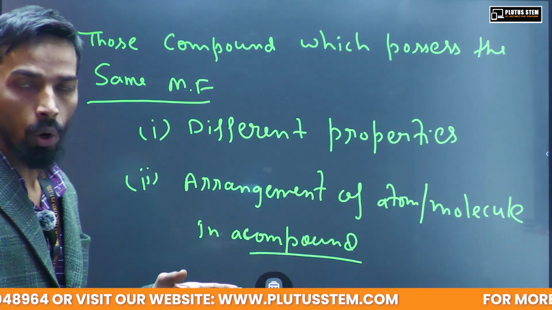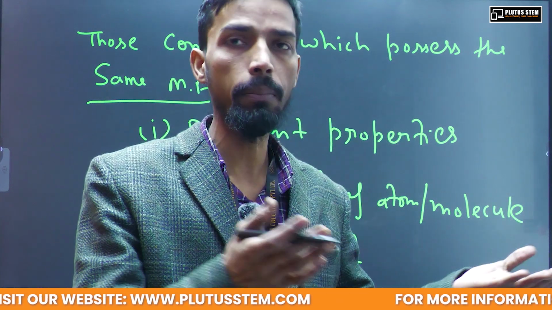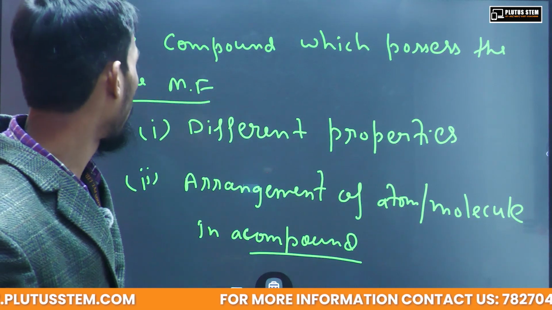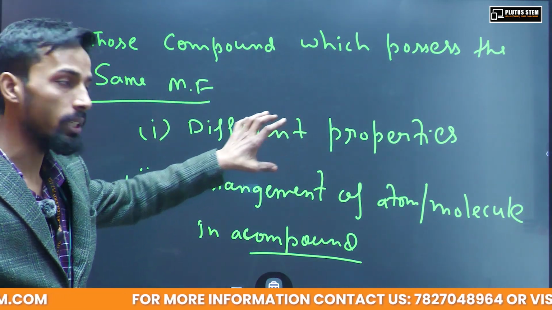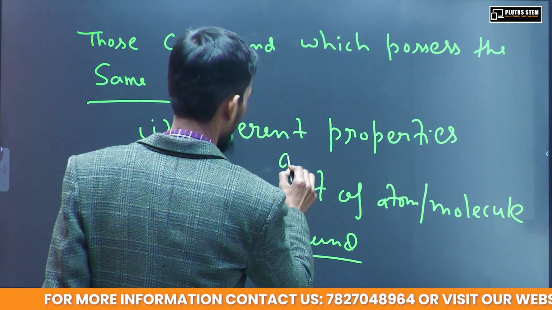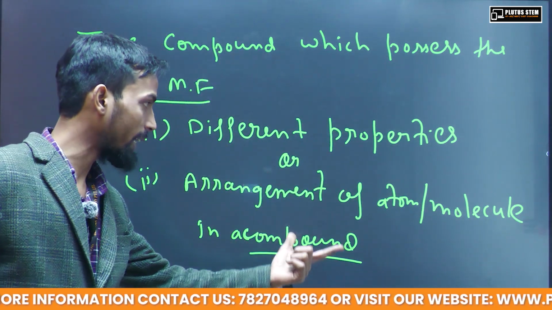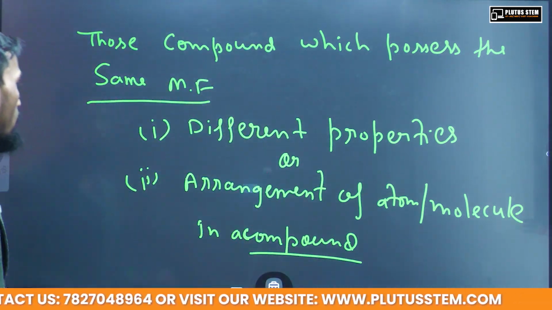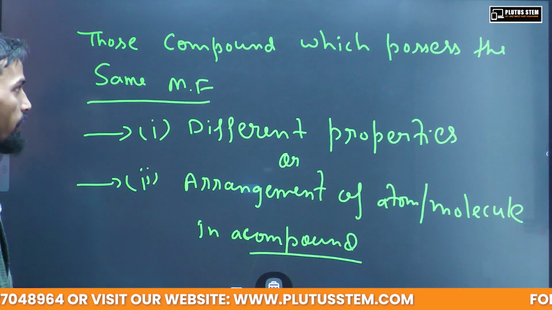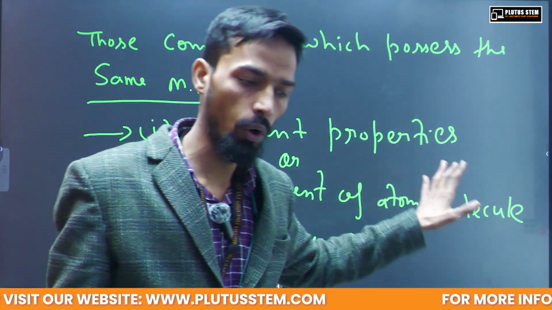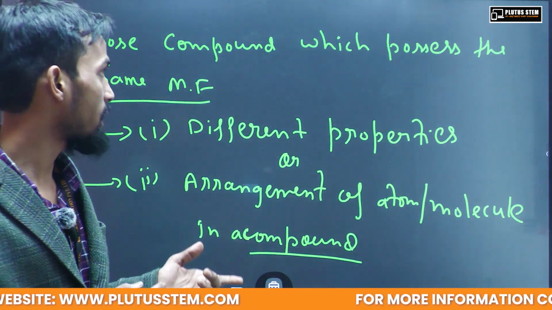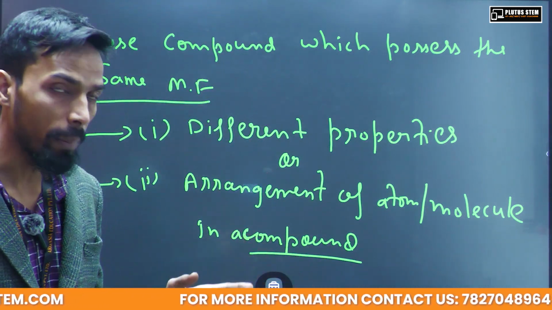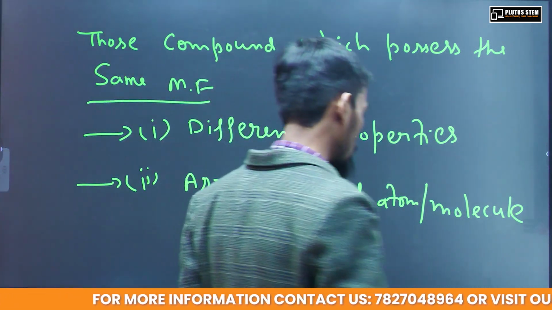If two different compounds possess the same molecular formula but different properties, or the arrangement of atoms or molecules in the compound is different, if either of these is different while they possess the same molecular formula, such compounds are isomers of each other. And the phenomenon is termed isomerism.